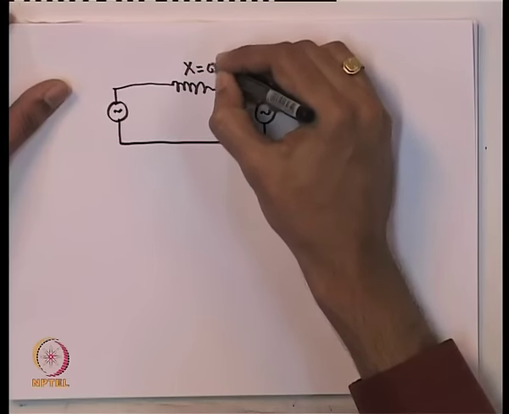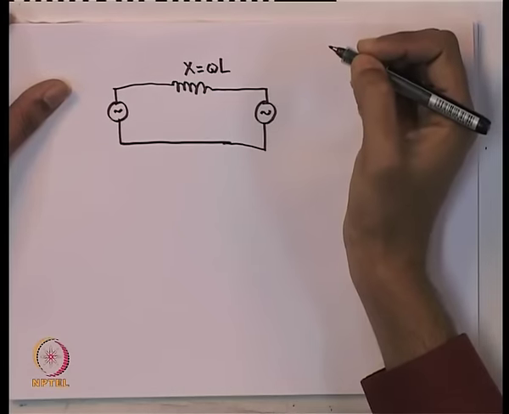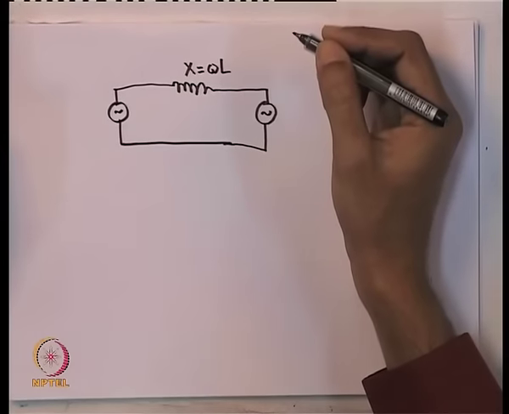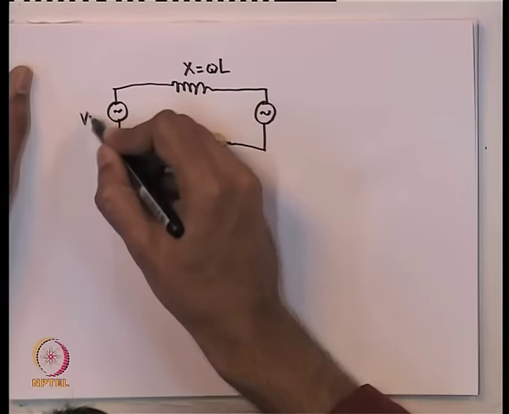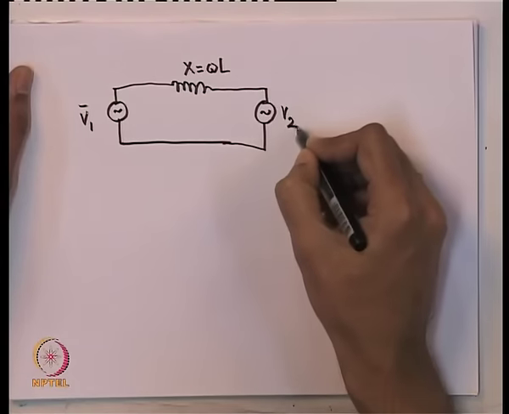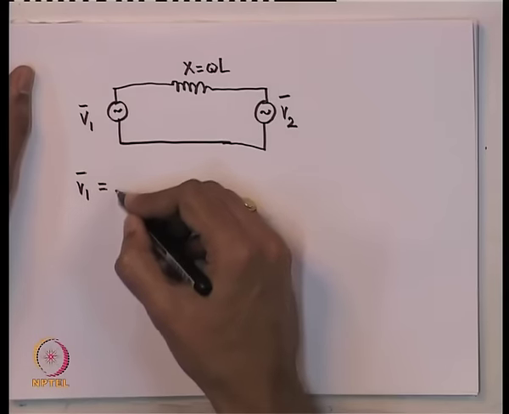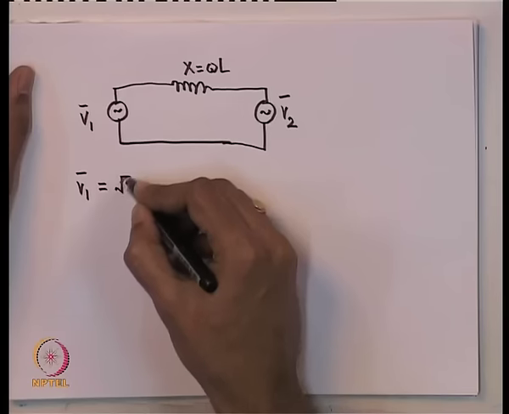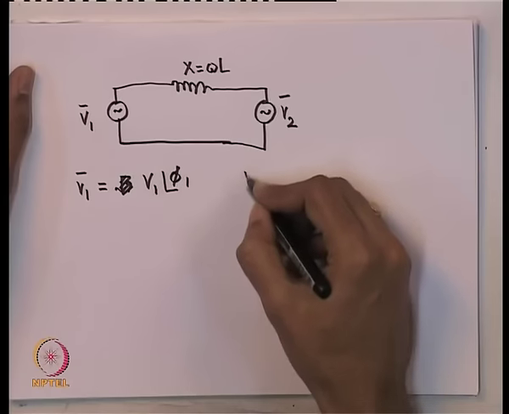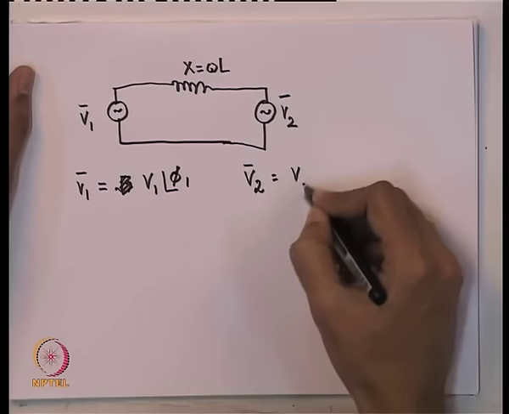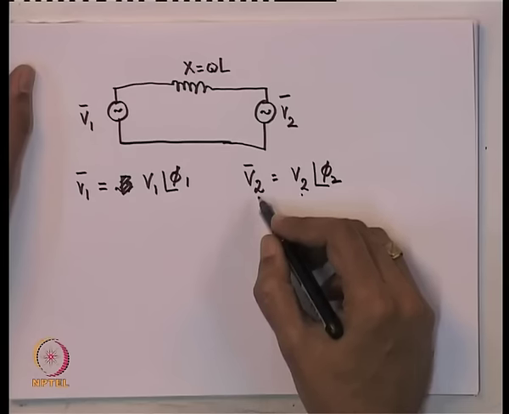In fact, X is nothing but the frequency omega into the inductance of the line. So, the inductance in fact is the inductance per unit length into the length of the line. Suppose you have got two sources, V1 bar and V2 bar. So, this is a phasor representation. Suppose V1 bar is equal to V1 ∠φ1 and V2 bar is equal to V2 ∠φ2. V2 is the magnitude of the phasor V2 bar.